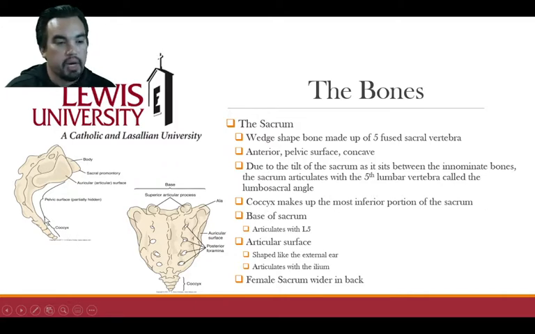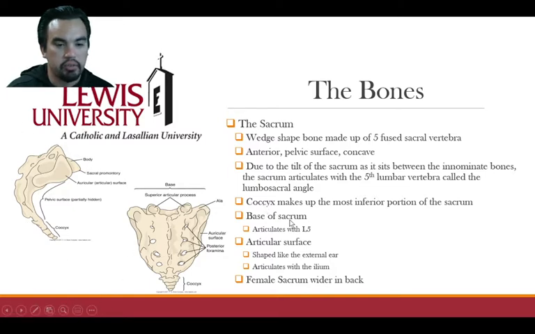And finally, at the bottom of this sacrum is what they call the coccyx. It makes up the most inferior portion of the sacrum, and it's about 4 little pieces right there. It almost looks like a rattlesnake's tail.